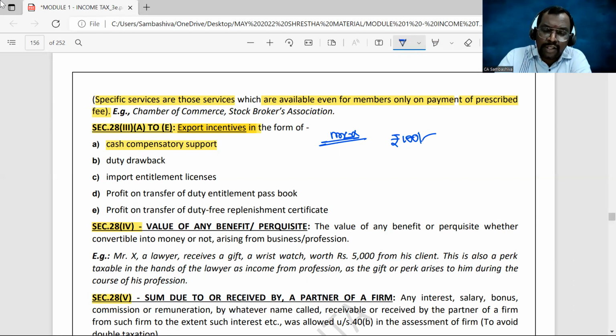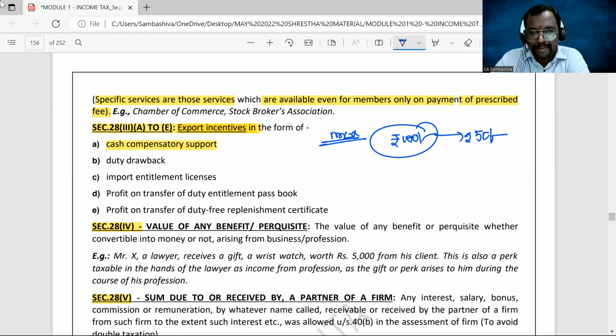You just export this product for 50 rupees only. For 50 rupees only, not for 100 rupees. Sell this product in the open market for 50 rupees only. I'll pay you the remaining 50 rupees. Don't worry. So here the government is giving us cash compensatory support for every unit of the export, 50 rupees only.